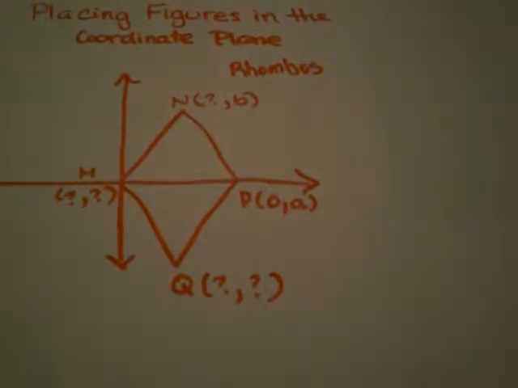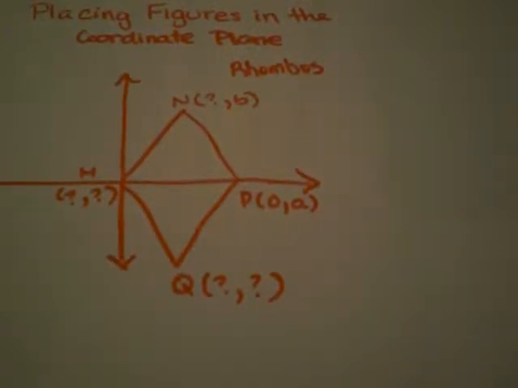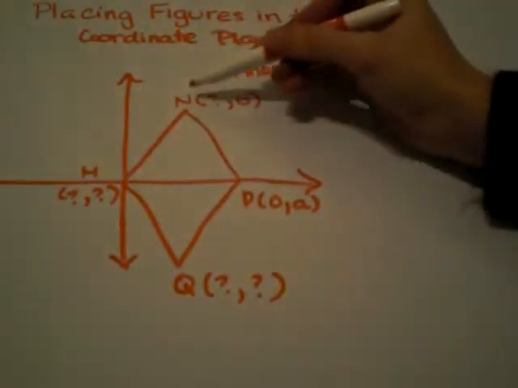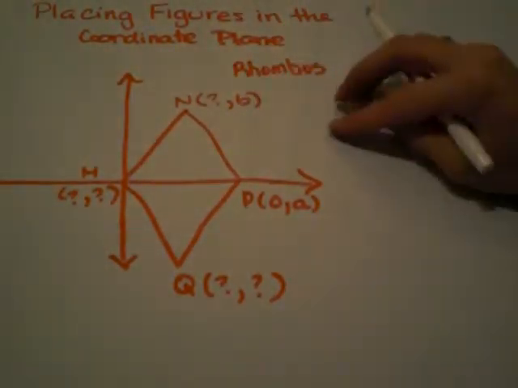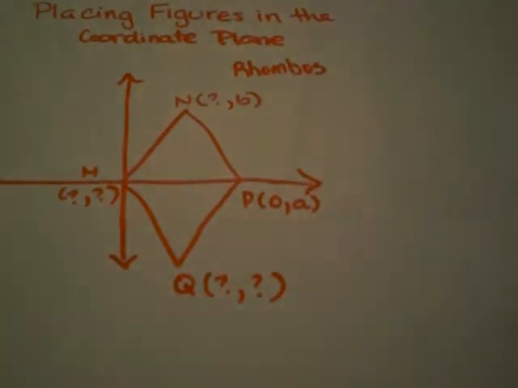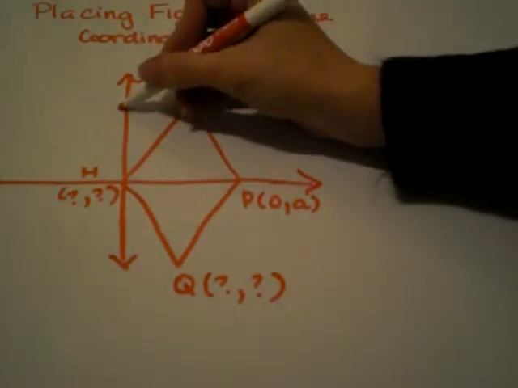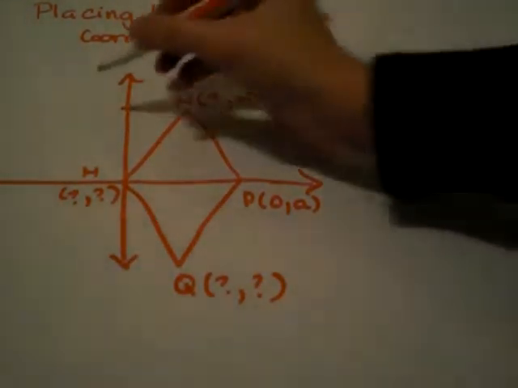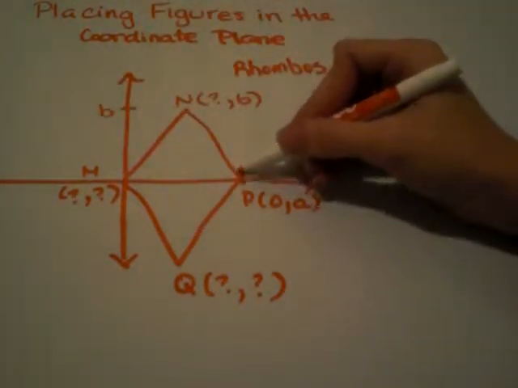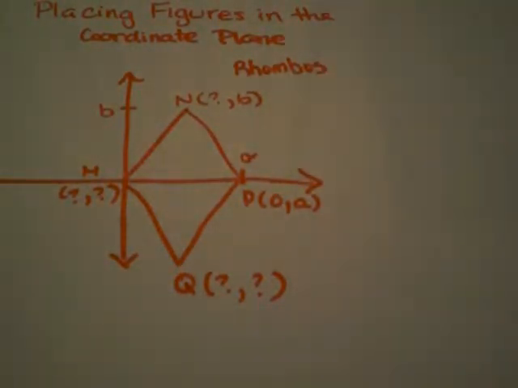Okay, so the first shape that we're going to talk about today, we're going to talk about placing figures in the coordinate plane. The first example we're going to look at is a rhombus, and we have N labeled with a y coordinate of B and P labeled 0, A. So if we label our axis, we know that at this point our y value is B, and at this point our x value is A. So we can label our axis.